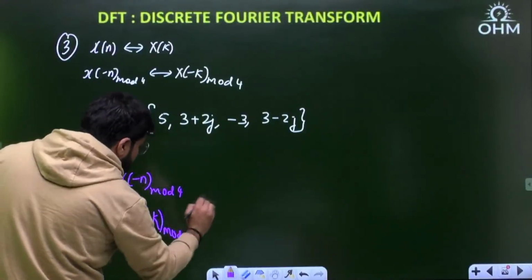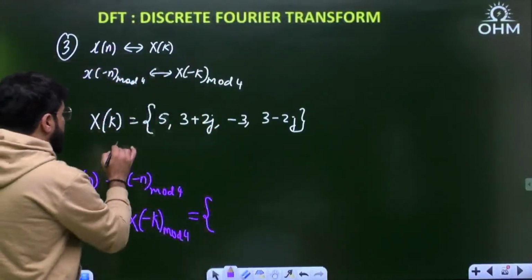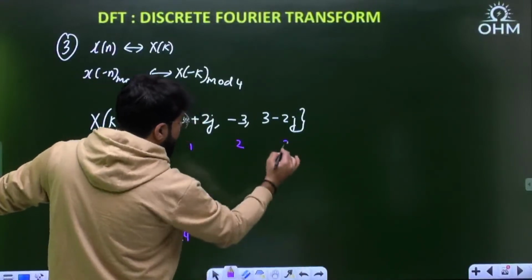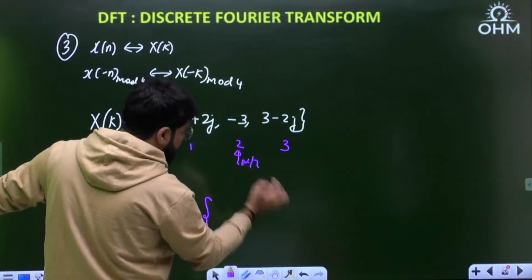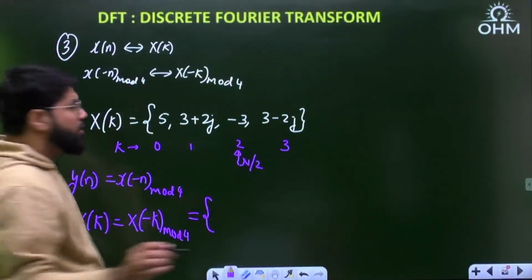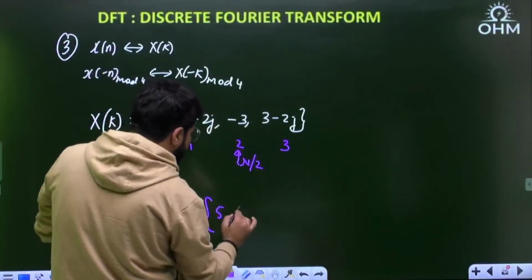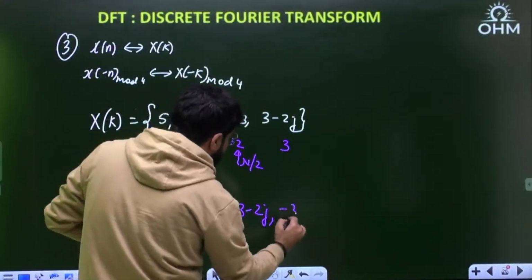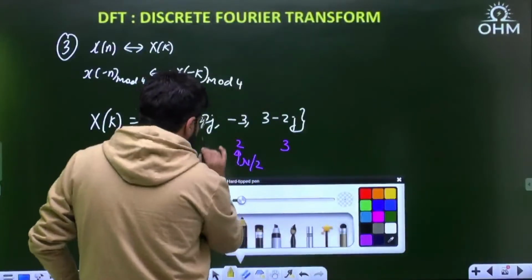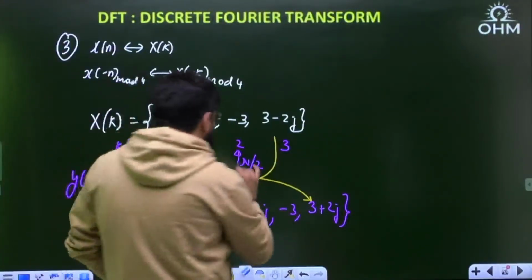Circular folding in the frequency domain also. And how do you do the circular folding? Circular folding is done about the N by 2 point. So k is 0, 1, 2, 3 and this becomes the N by 2 point, and you have to fold about the N by 2 point. This becomes a mirror, the origin stays as it is, and the values around the mirror will be swapped. So first 5, then 3 minus 2j, minus 3 at the mirror as it is, and then 3 plus 2j. This is the answer to this question. This 3 plus 2j goes here and 3 minus 2j comes here because this is your mirror.